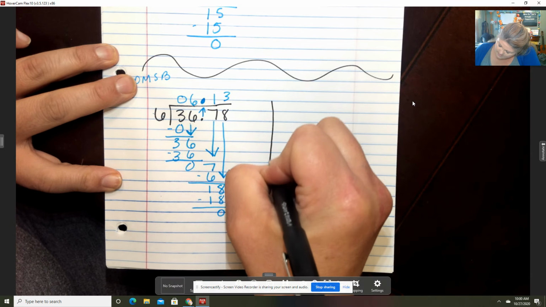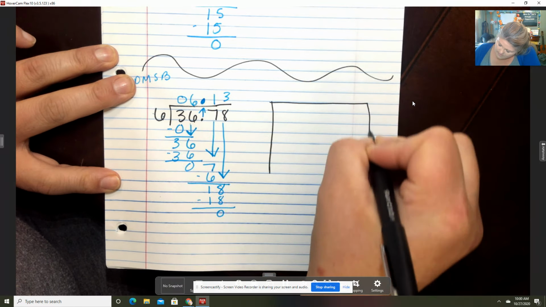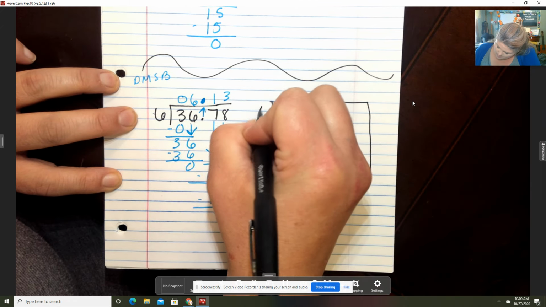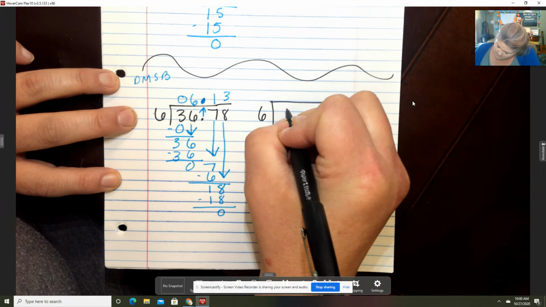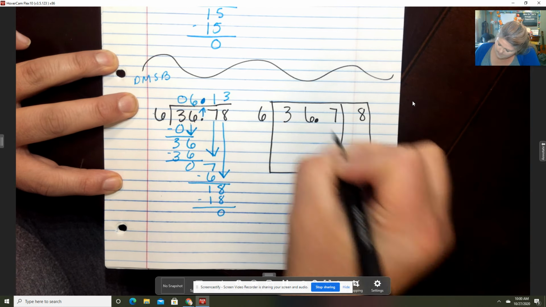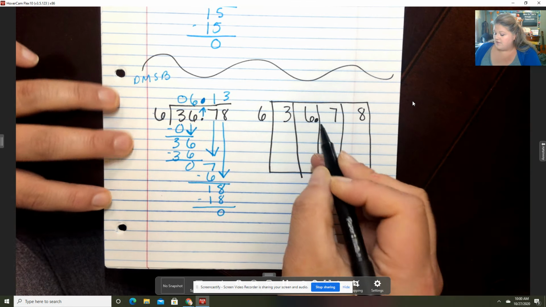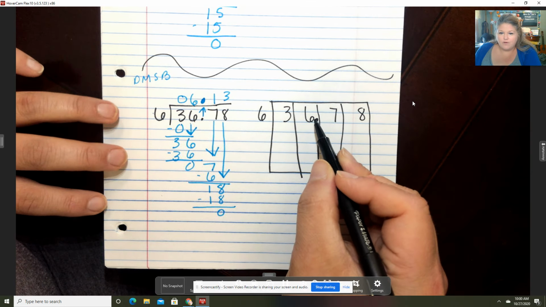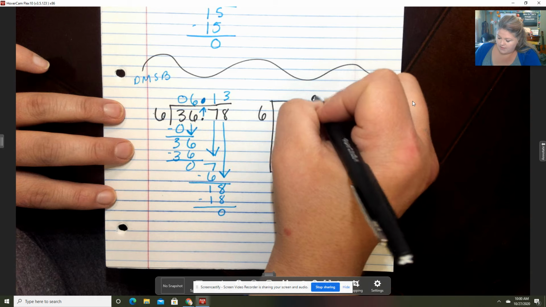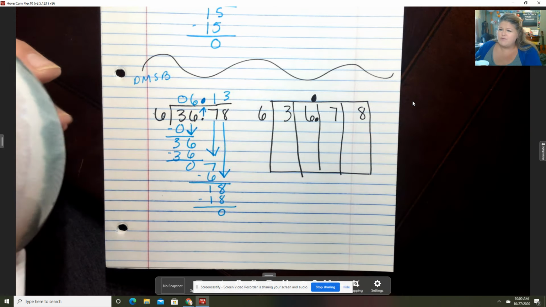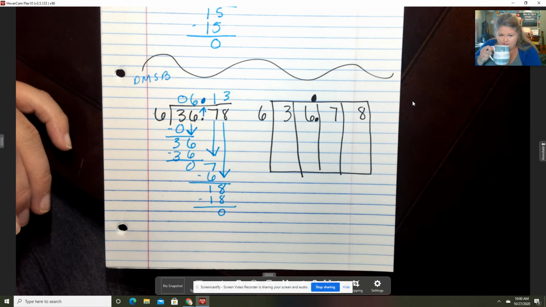Let's do my box. All right, we'll put my 6 right here. I have put my decimal right here. I'm going to bring it up right here. You guys remember to pause me if you need to when I'm going too fast.